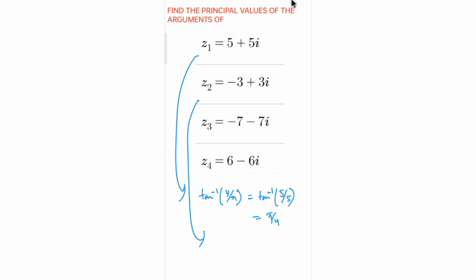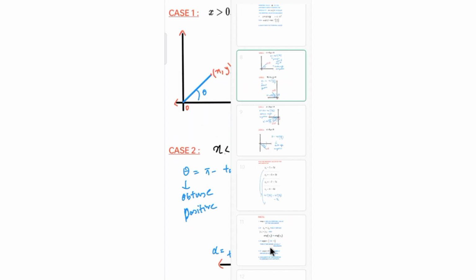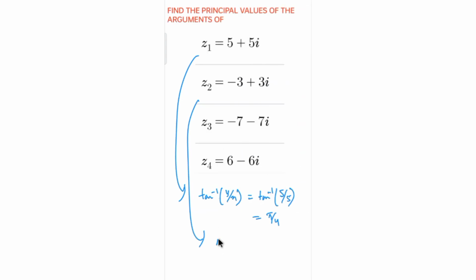And coming to the second one, because it's in the second quadrant, as said, how do we find the principal value? The principal value is pi minus tan inverse of y by mod x. So what is pi minus tan inverse of y by mod x? Y is 3, divided by mod x, which is mod of minus 3, which is again 3. So we'll get pi minus pi by 4, which is equal to 3 pi by 4.